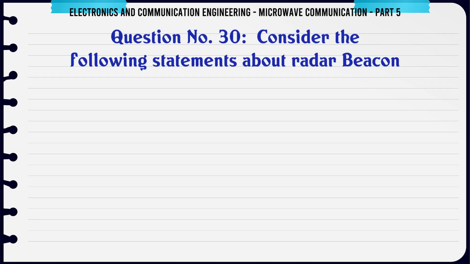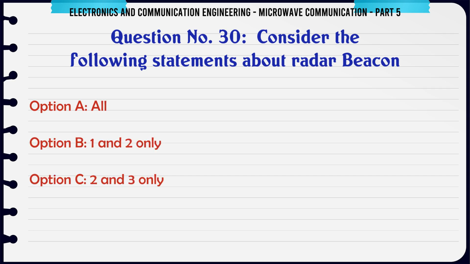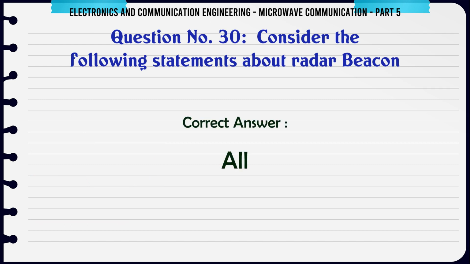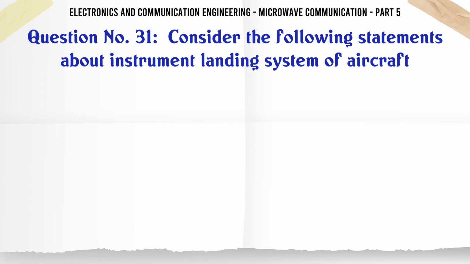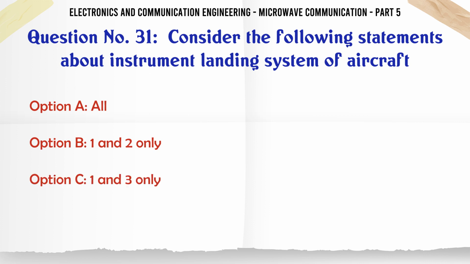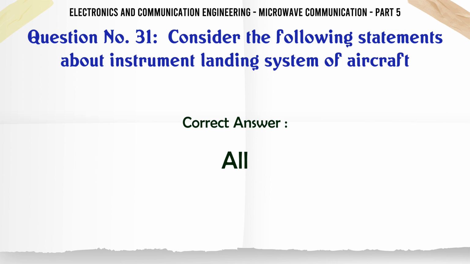Consider the following statements about radar beacon. A. all, B. 1 and 2 only, C. 2 and 3 only, D. 2 only. The correct answer is all. Consider the following statements about instrument landing system of aircraft. A. all, B. 1 and 2 only, C. 1 and 3 only, D. 2 only. The correct answer is all.